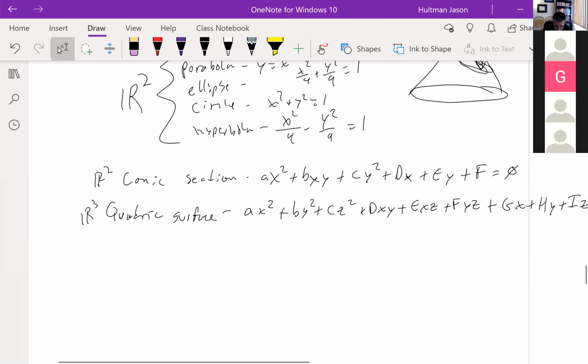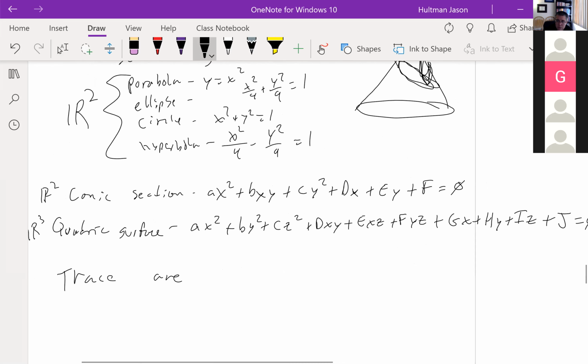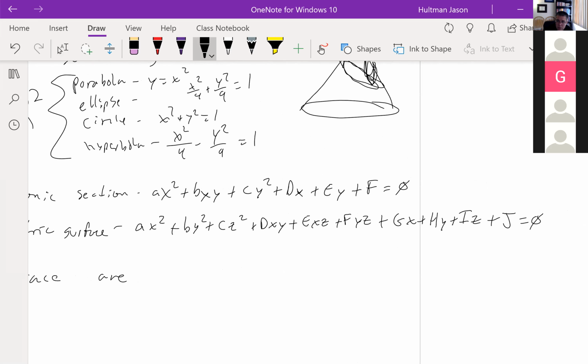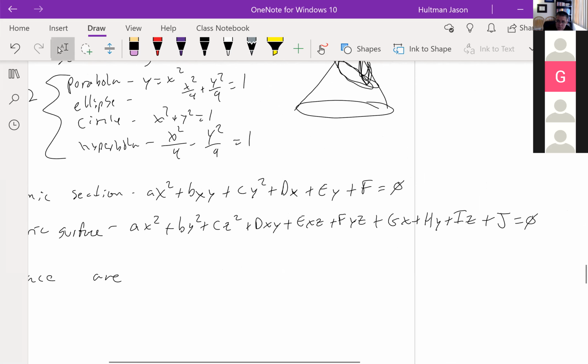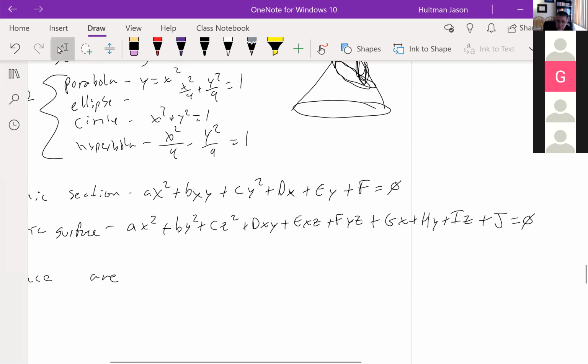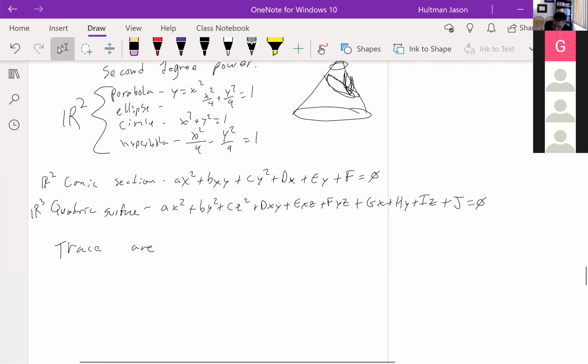Okay, so what are traces? Let's talk about what a trace is. I'm sorry, what does it say after x, y, z plus? After fyz plus, is it 5x? It's gx. I'll just leave it up here. Oh, okay. Thank you, hon.